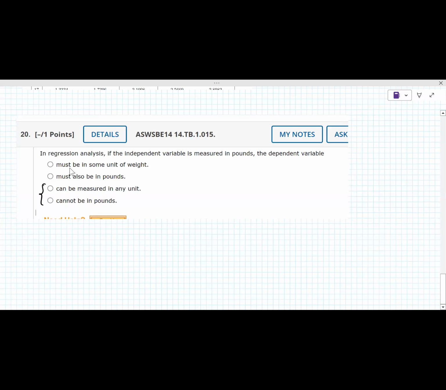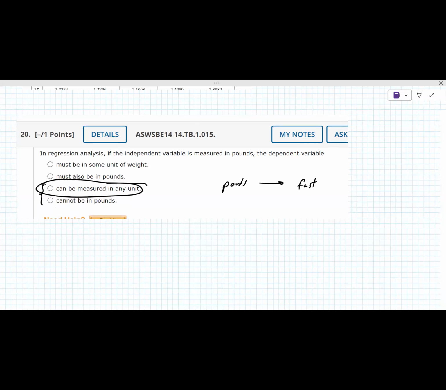The reason I'm not sure is that I don't know why you would want it to be in pounds. Like if you think of your weight, or I don't know, how fast you can do something, it can be measured in any unit. Yeah. Okay.